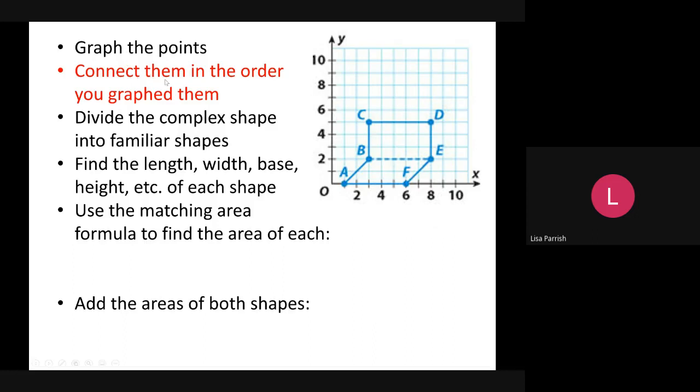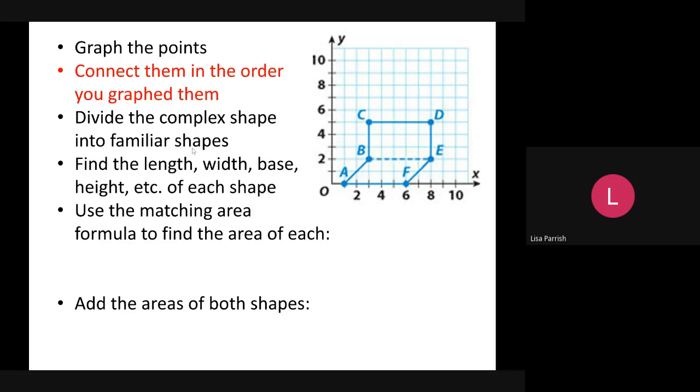Then you connect them in the same order you graphed them, okay? They must be in the same order. Now, if it is a complex shape, you're going to want to divide it into two familiar shapes. If it's just one shape, then go for it. But as this one, you can see here, it is two shapes. It is a complex shape. So we would divide those just like when we did complex shapes in our area unit.